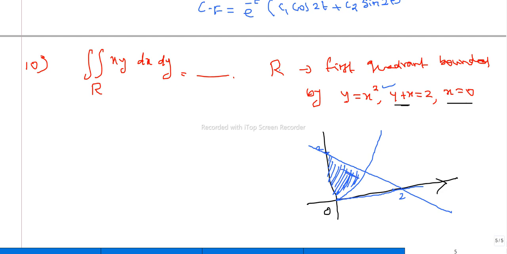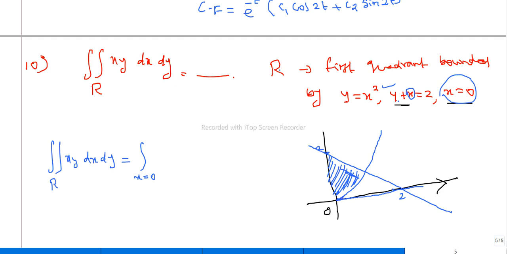So this is our region. Now we have to find the range for x and the range for y. So x starts from 0. The starting point for x is 0. If x is 0, the y value is 2 anyway. So the double integral over R of xy dx dy should be equal to, so x ranges from 0 to the maximum.